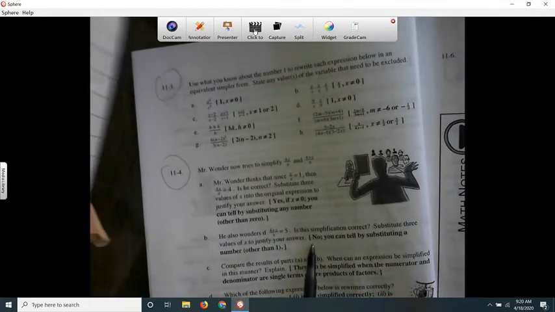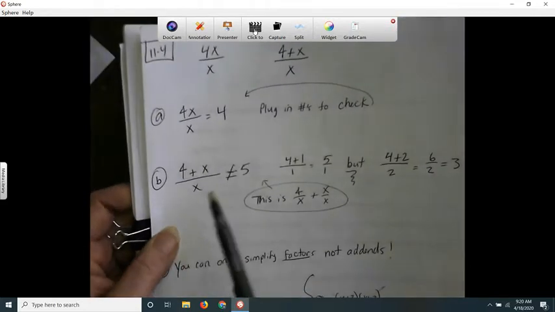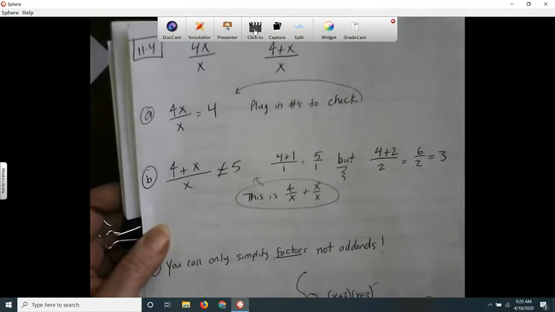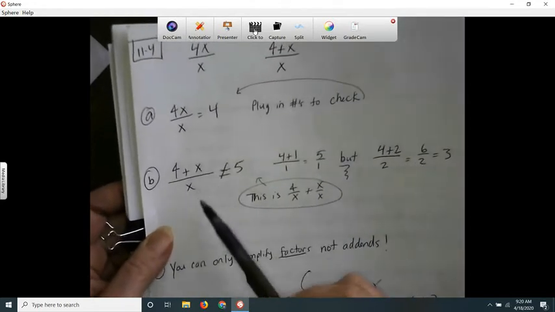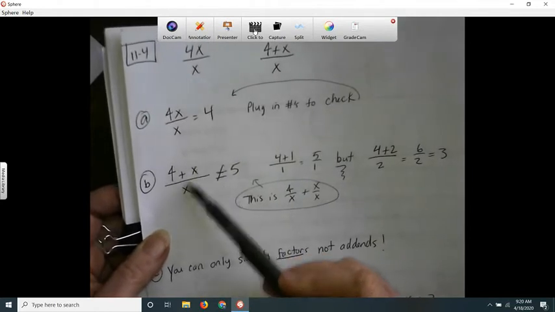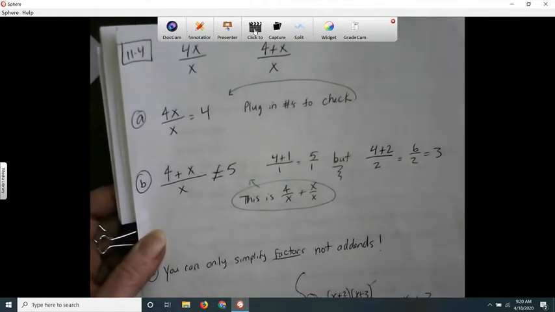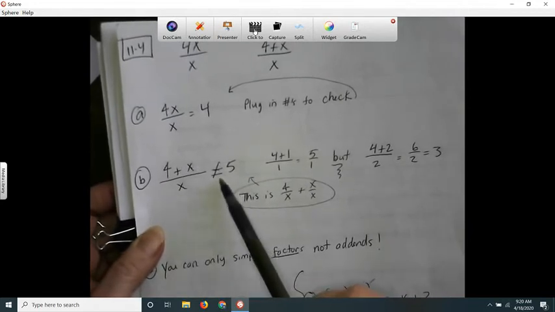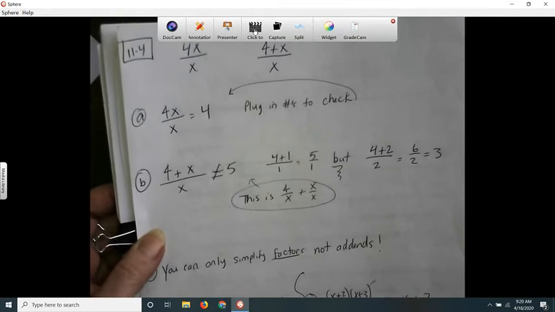So he thinks that maybe, I don't know what he thinks. Maybe he thinks these are a giant 1, and so 4 plus this giant 1 equals 5. But that's not really true. And you can tell by plugging some numbers in.